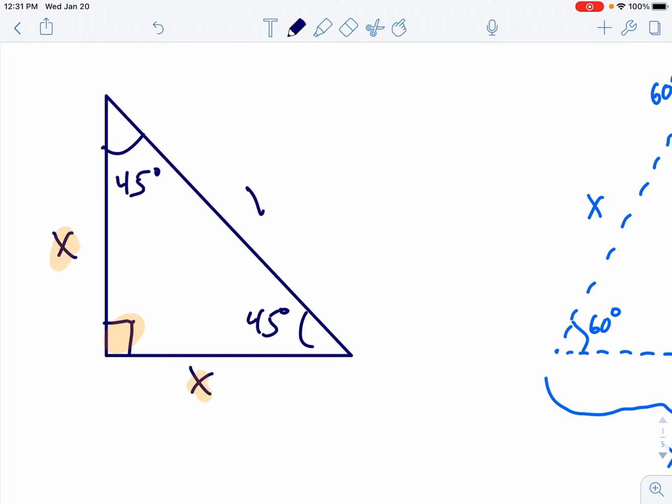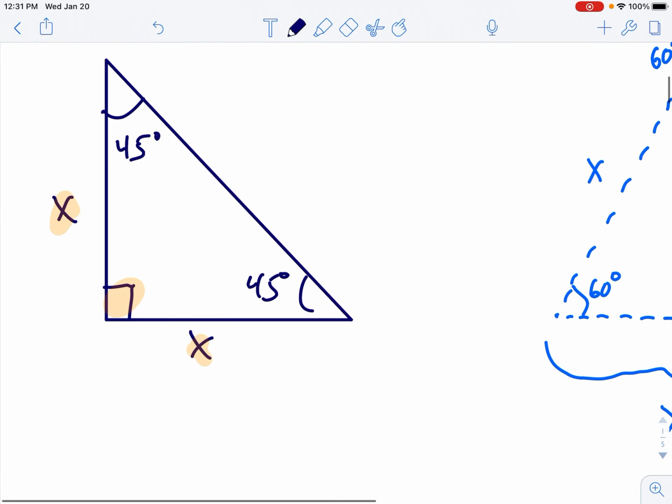So the third side here is not going to be X. It's clearly longer than the other two, so it can't be X. X would mean they're equal. It's not equal, it's longer. But we can still write that side in terms of X. Now what does that mean? Well, temporarily, let's just call it C. Hypotenuse is normally called C, okay.